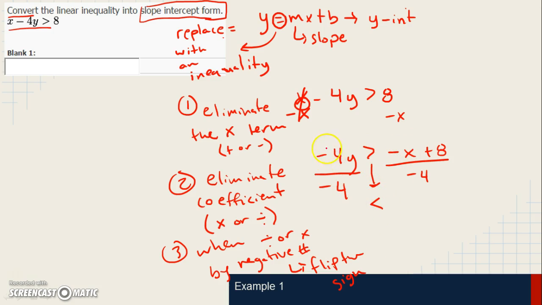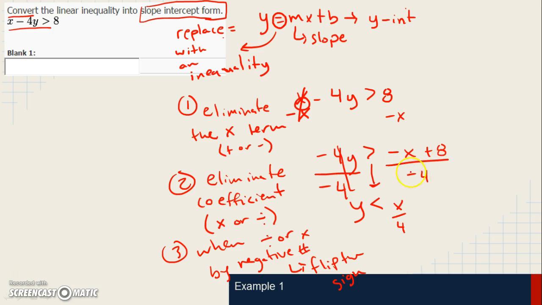So we flipped it. Here we have 1y, which is just y. And then we can divide this -4 into the -x. Well, -x divided by -4, the values don't simplify, but the signs do. So we have a negative divided by a negative is a positive, x divided by 4.